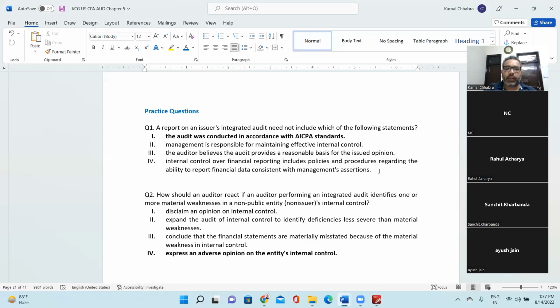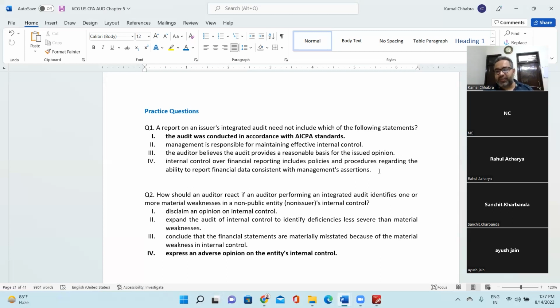Fourth statement, internal control over financial reporting includes policies and procedures regarding the ability to report the financial data consistent with the management assertion. Does this need to be mentioned in the integrated audit report? Yes or no? Fourth point. Does this come in the integrated audit report or not?